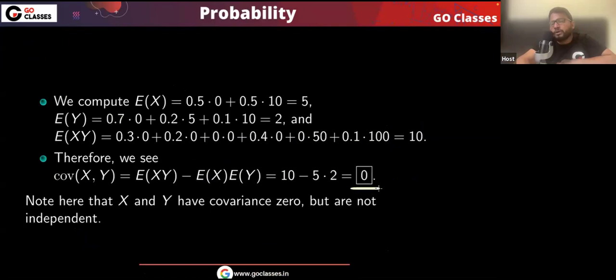So actually, if covariance is 0, it doesn't mean that they are independent. We will see this later on. Covariance being 0 doesn't mean it is independent, but the converse holds: if it is independent, then covariance will be 0. So that's why they are saying, note that here x and y have covariance 0, but are not independent. It is not always necessary that covariance 0 means independent. We will see this.